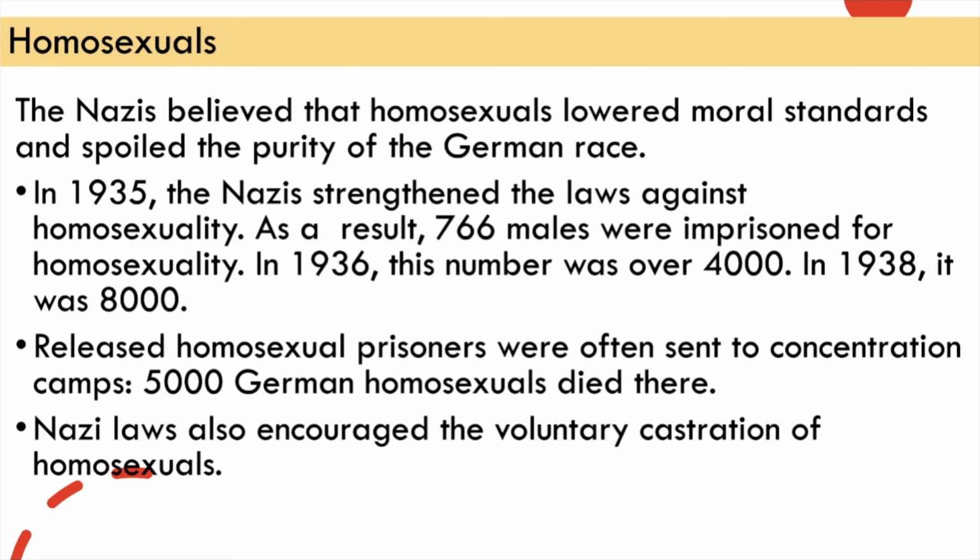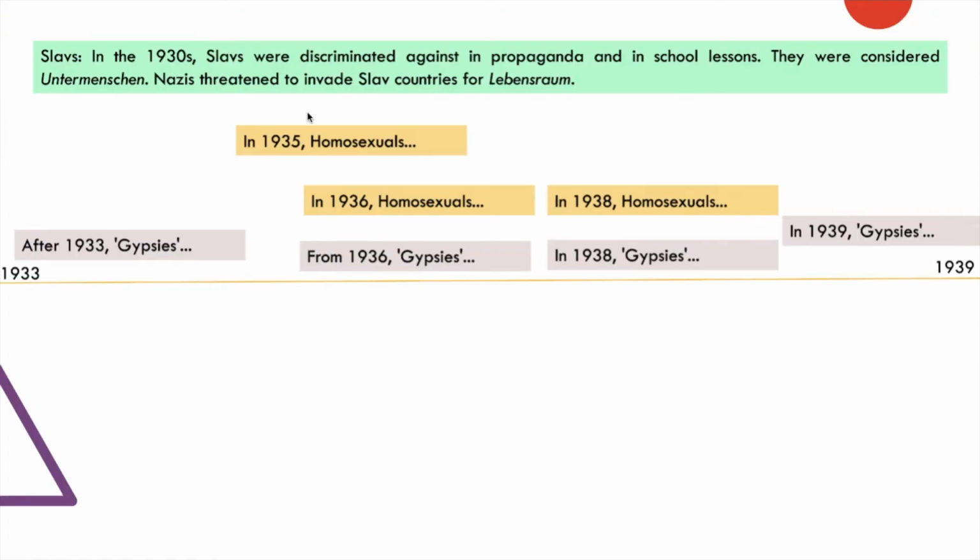Released homosexual prisoners were often sent to concentration camps. 5,000 German homosexuals died there. Nazi laws also encouraged the voluntary castration of homosexuals. So again, you may wish to pause the video to work out what you're going to plot in terms of the persecution that this group are facing. You have a differentiated version of the timeline to help you there.